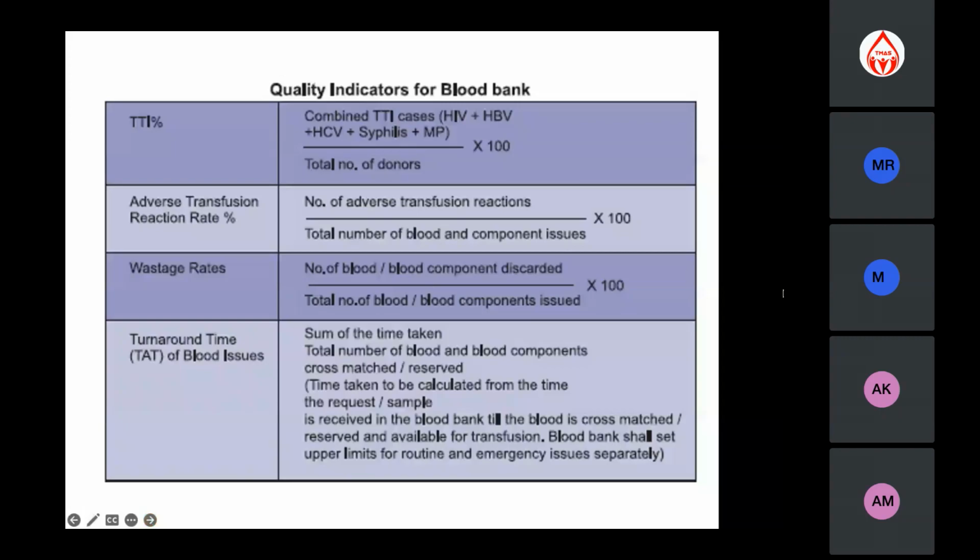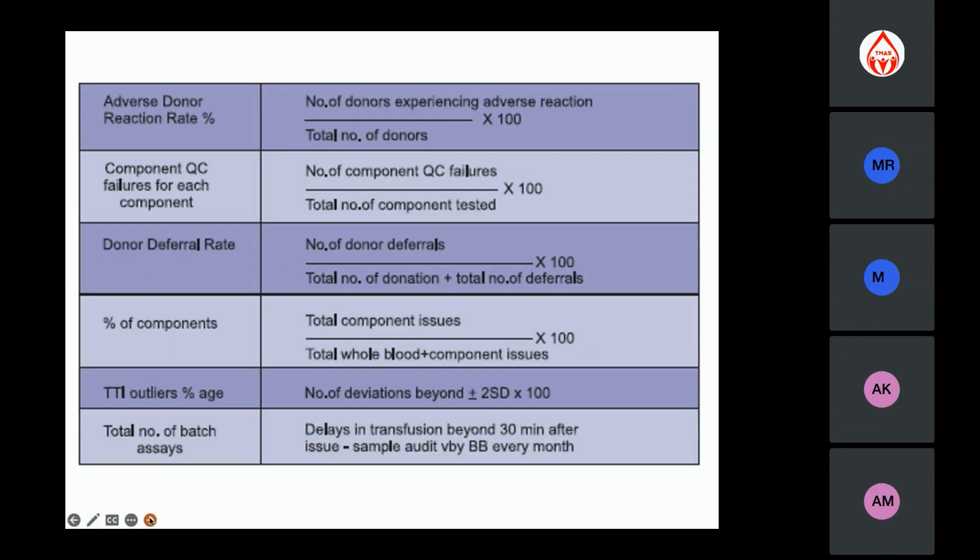The turnaround time is usually the time taken from the time the request is received in the blood bank till the time blood is cross-matched and kept available for the patient. So turnaround time can be calculated for routine cases and emergency cases separately. The adverse donor reaction rate is the number of donors with adverse donor reaction divided by the total number of donors into 100. And the component QC failure rate for each month is the number of components that failed QC divided by the total number of QC tested in the particular month into 100.